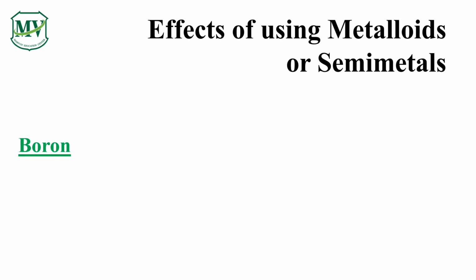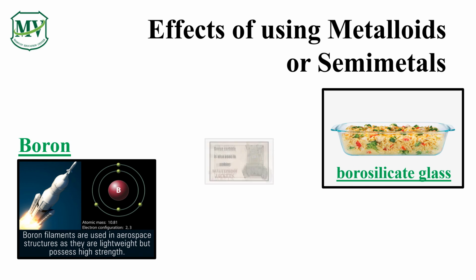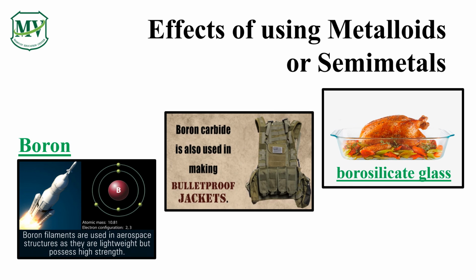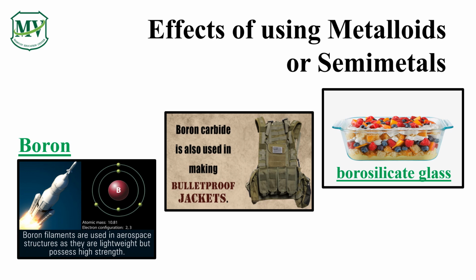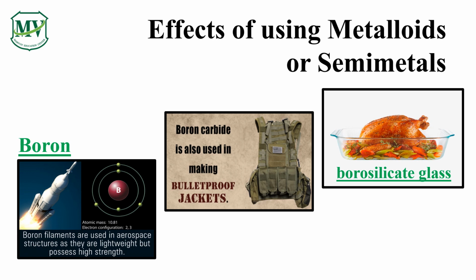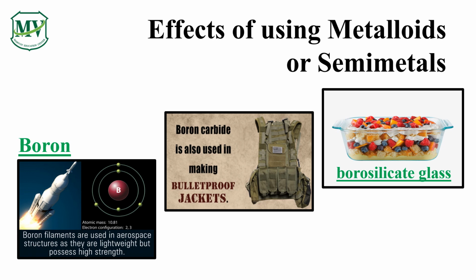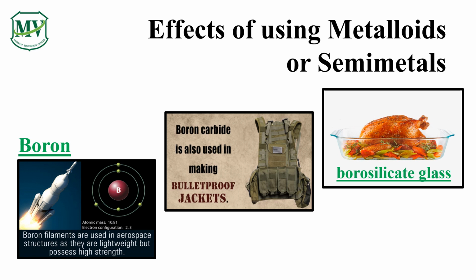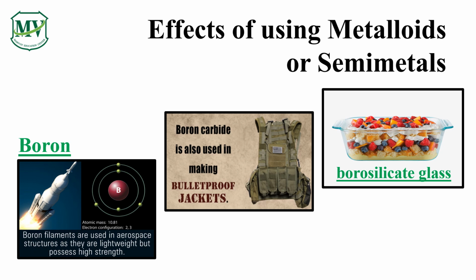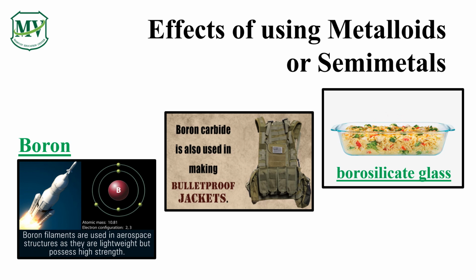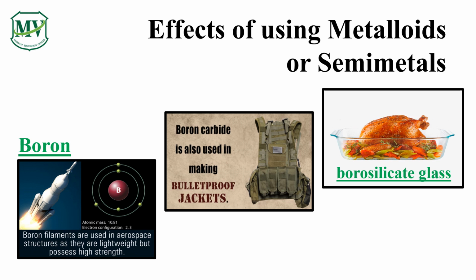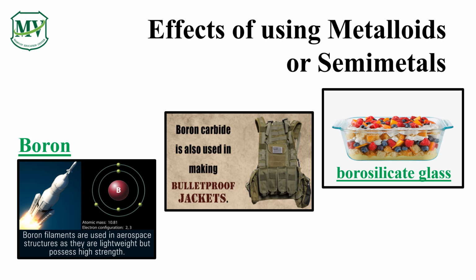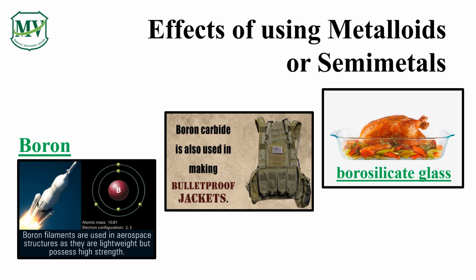Semimetals or metalloids are also used in many biological processes. Boron is used in borosilicate glass. Boric yarns are used in aerospace structure. Do you know why? That's right, because they are lightweight but possess high strength. Now, how about boron carbide? Amazing! Boron carbide is used in creating bulletproof vests.